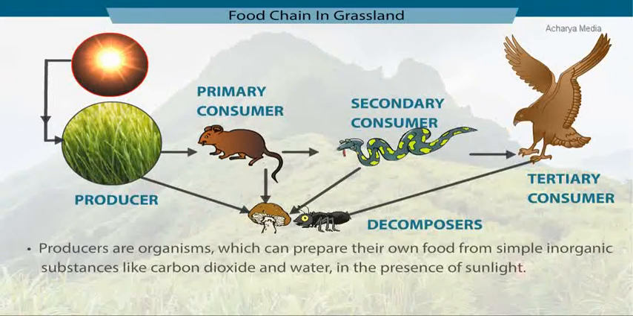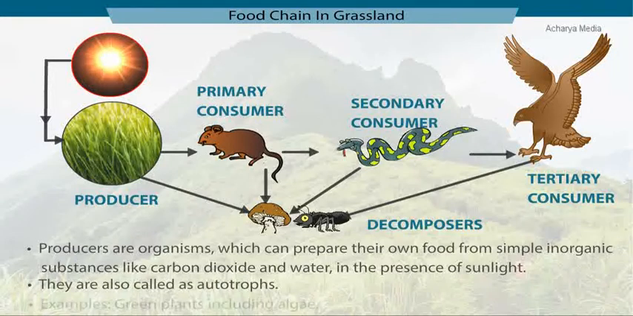Producers are organisms which can prepare their own food from simple inorganic substances like carbon dioxide and water in the presence of sunlight. They are also called autotrophs. Examples of producers are green plants including algae.